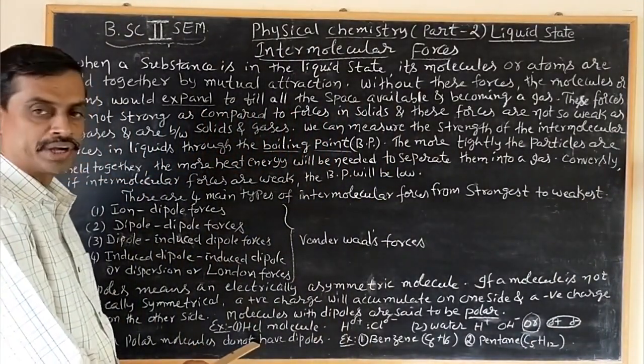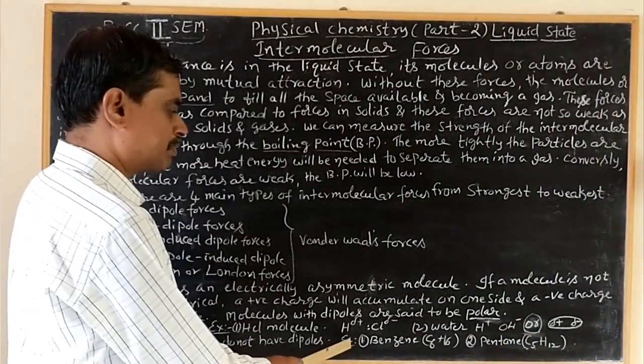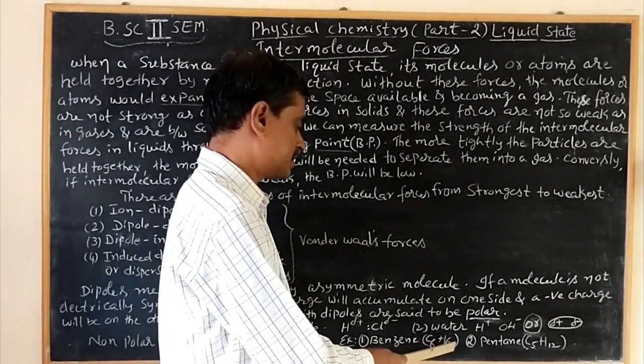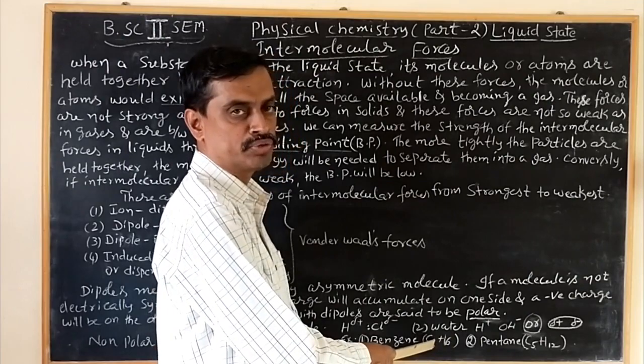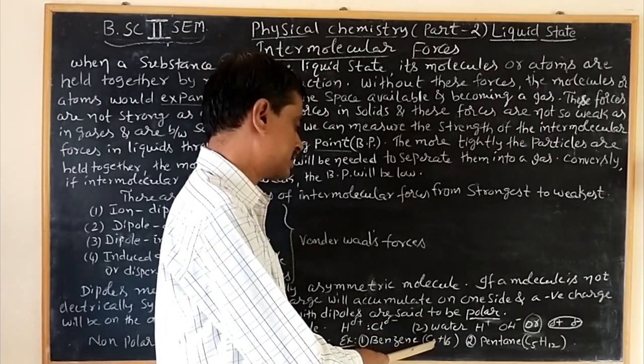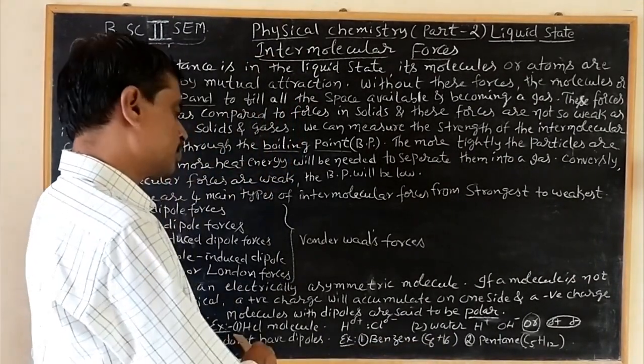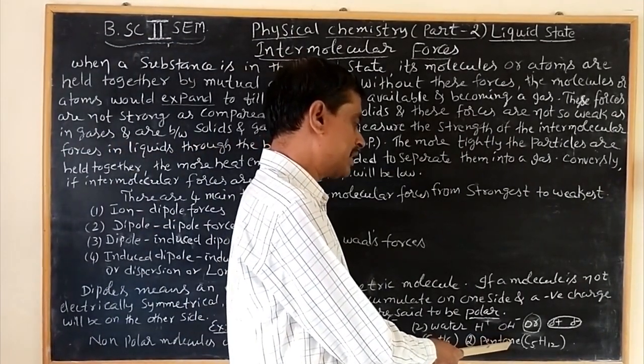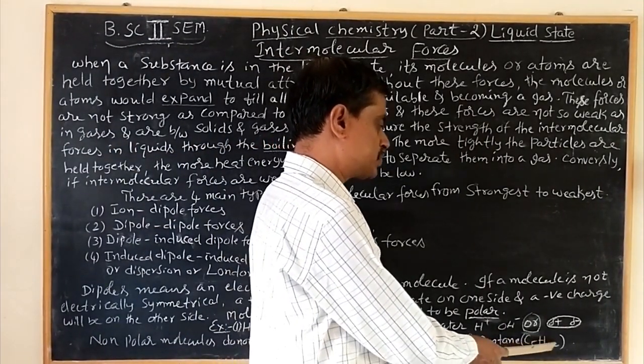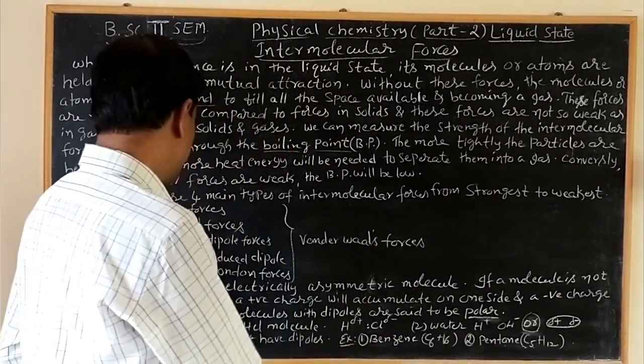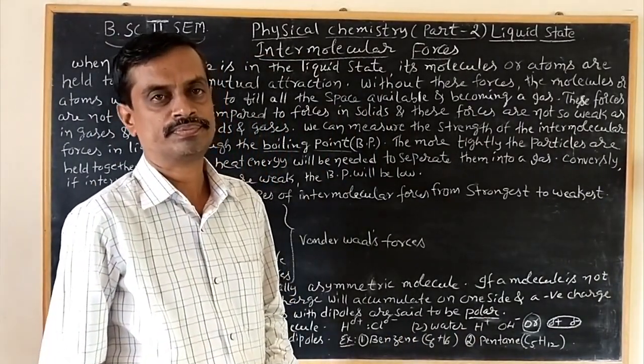Non-polar molecules do not have dipoles. Example, benzene molecule C6H6. This is not able to form the two electrical poles, so it is an example for the non-polar molecule. Similarly, another liquid, pentane C5H12, is also an example for the non-polar molecule.